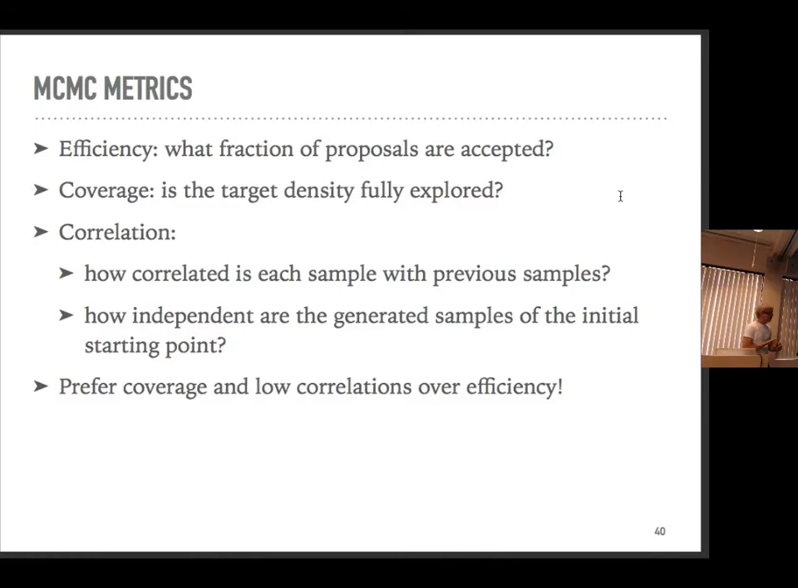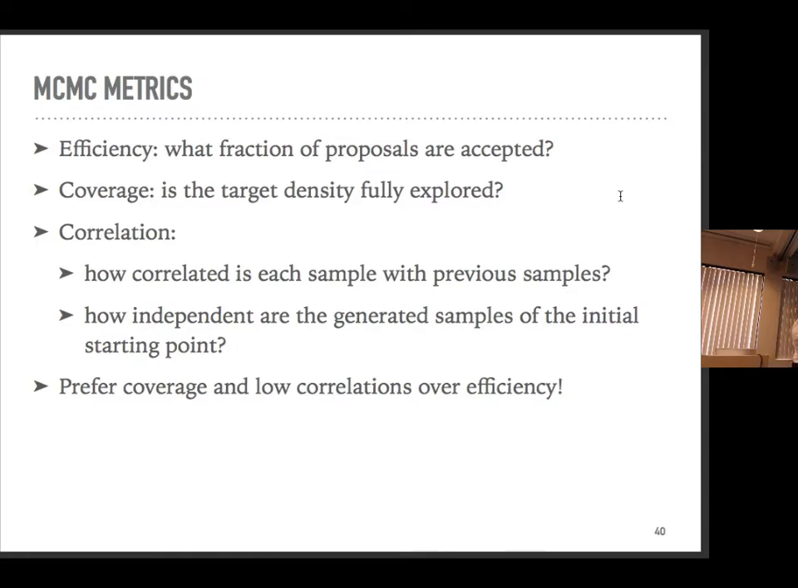An important thing that you should care about is the efficiency. What fraction of the proposals are accepted? If it's very inefficient, it'll just stay at some relatively high probability point and spend a long time there. It might spend 100 updates at that one point. What's the coverage? Are you fully exploring the target density? It might move around in a really small ball, but if it is not exploring the full probability density, that's not good.